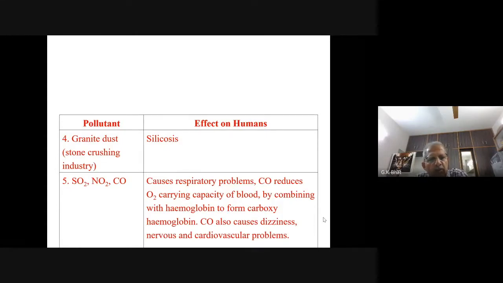In the same way, when the pollutants SO2, NO2, CO are inhaled, they cause respiratory problems. Carbon monoxide reduces oxygen carrying capacity of blood. You know, carbon monoxide has high affinity for hemoglobin. Hemoglobin has high affinity for carbon monoxide. By combining with hemoglobin to form carboxyhemoglobin, the carbon monoxide reduces oxygen carrying capacity of blood. Carbon monoxide also causes dizziness, nervous and cardiovascular problems. Right?